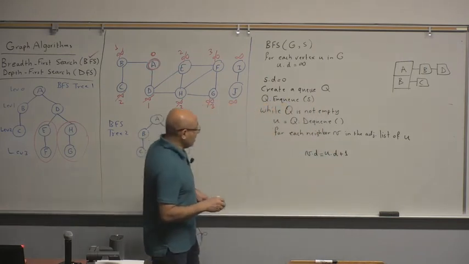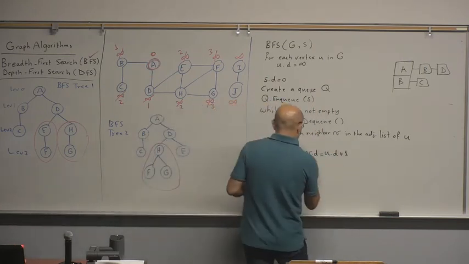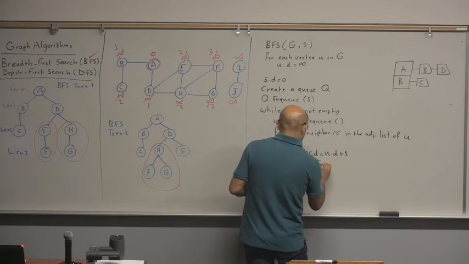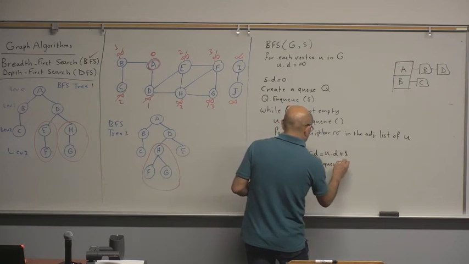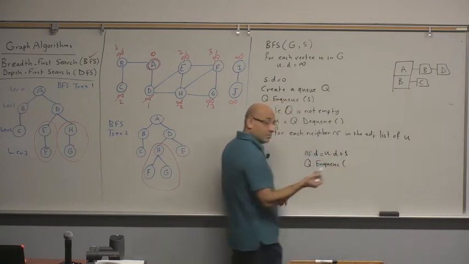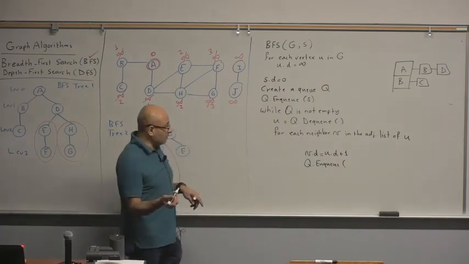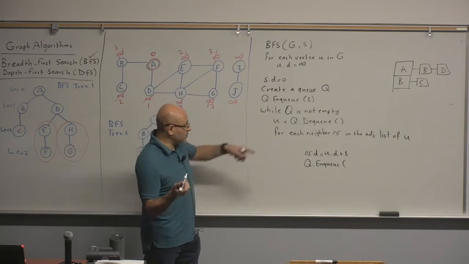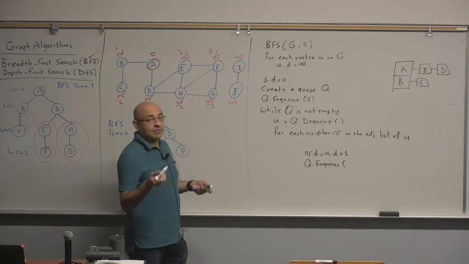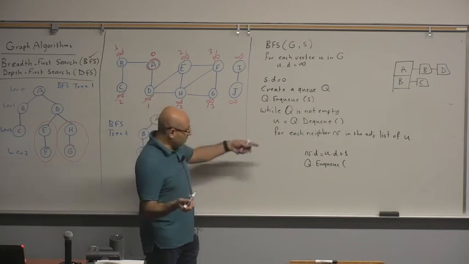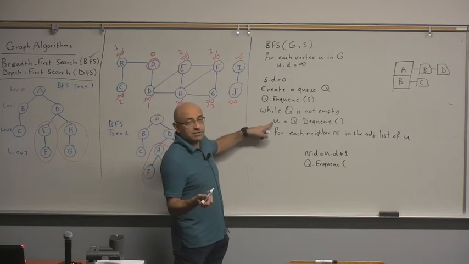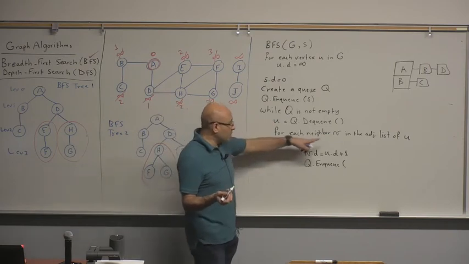And then I'm going to nq, q dot nq of v or u, nq the neighbor or the vertex that we have just dq'd. Obviously, we don't want to nq the vertex that we have just dq'd. We want to nq the neighbor.